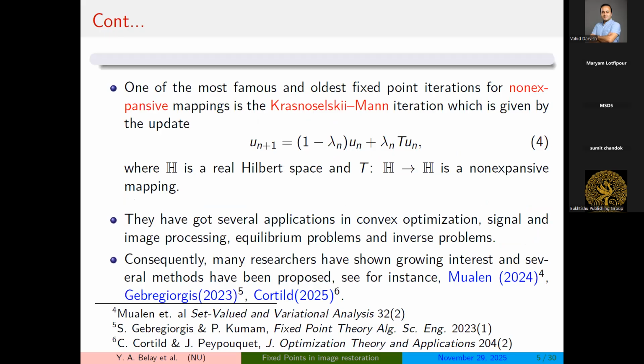One of the most famous and oldest fixed point iterations is the Krasnoselskii Mann iteration. We sometimes call it Mann iteration, or Mann type iteration. So it's given by the iteration in number 4. It was meant initially for non-expansive mappings, but through time, researchers have been developing it into more general types of mappings. On these Mann type iterations, many researchers have been working on approximation of fixed points of these types of mappings. For example, Moalen and Gerges, Perturbed. As you can see, it is very recent work.